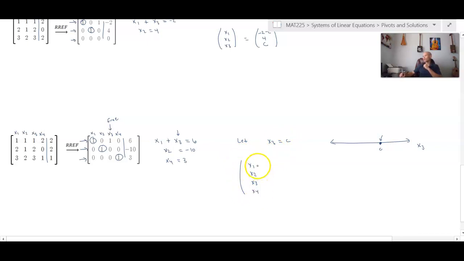Let's write down the ones whose numerical values we know. x4 has to be 3. x2 has to be negative 10. And now we said x3 can be any number we want it to be. But x1 plus that value have to equal 6. So x1 has to be the difference between 6 and x3. In other words, subtract away x3, and that means x1 has to be 6 minus whatever value we give x3. And so there is our solution.